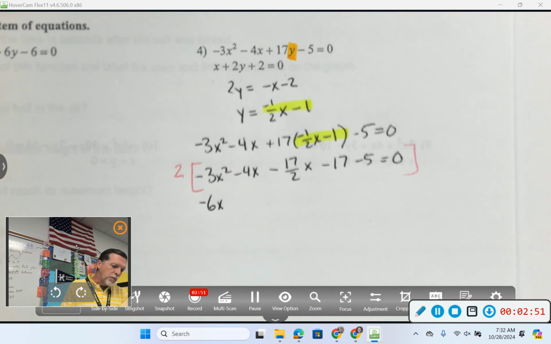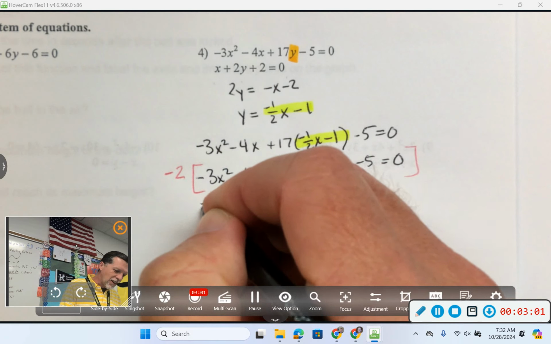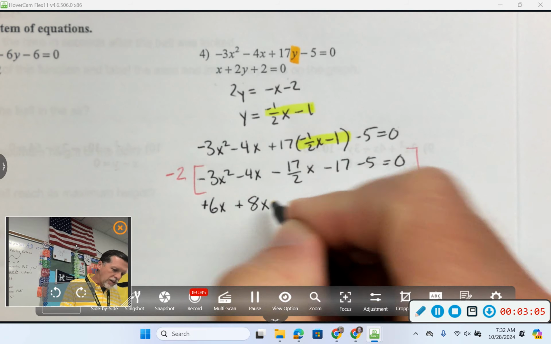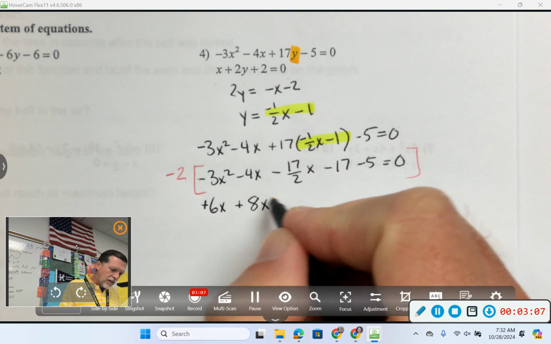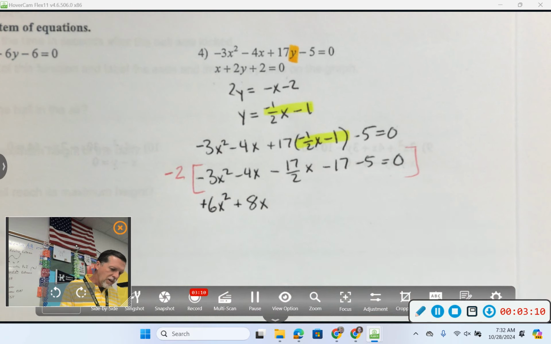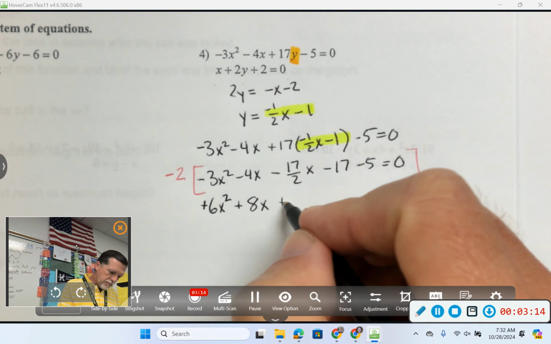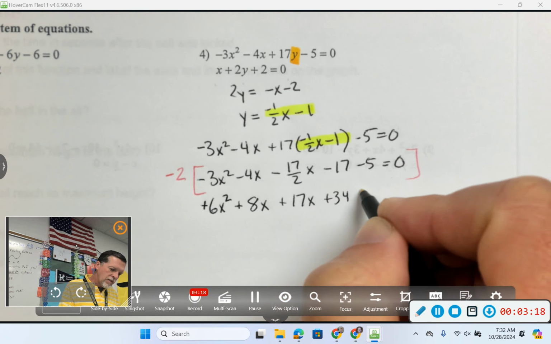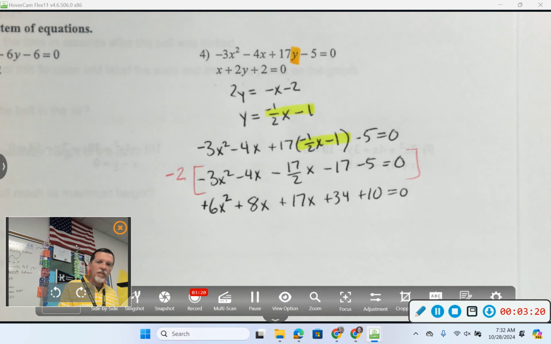You want to multiply through by negative as well? I don't like negatives either. Let's do it. I like it, especially since everything's negative. Good call. Let's multiply by negative 2, and then everything will be positive. So plus 8x. 6x squared. Yep, thank you. 6x squared plus 8x plus 17x plus 34 plus 10 equals 0.